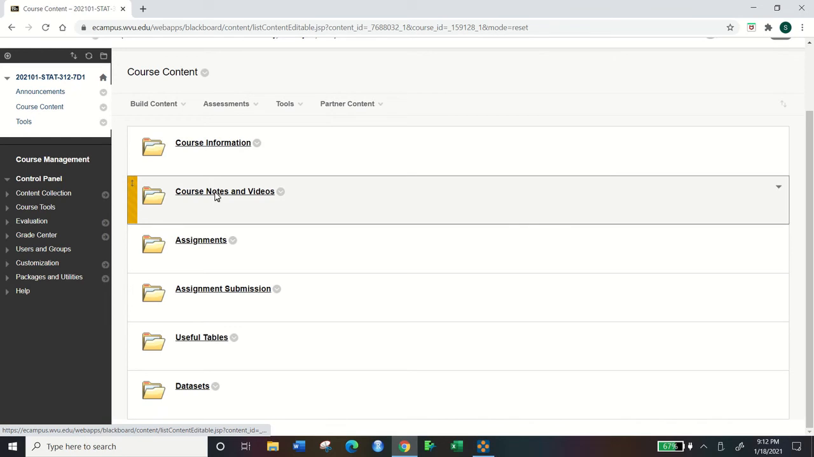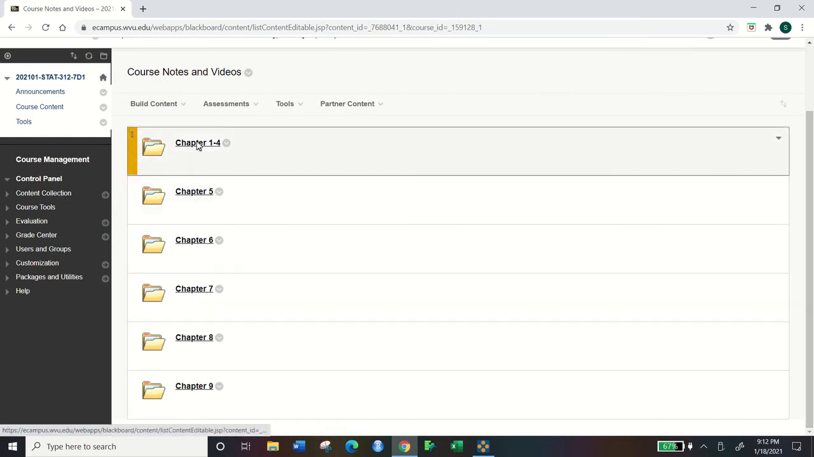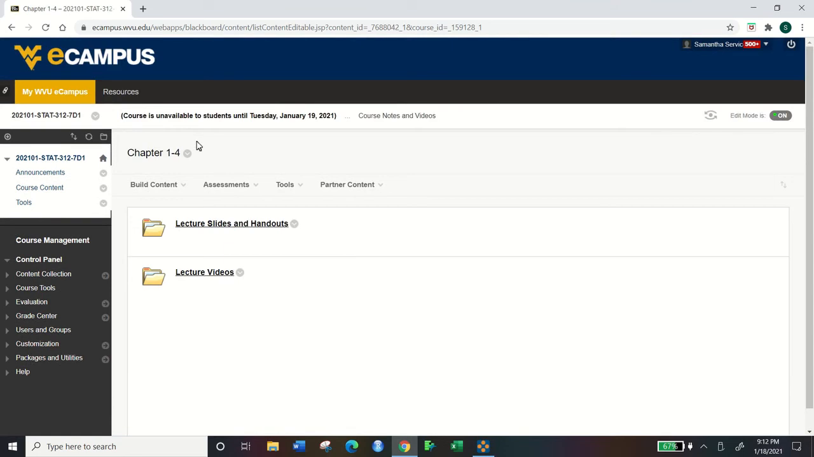Now let's drop down to the next folder, which is course notes and videos. Here you will see all the notes, handouts, and videos for the whole semester. For this week, we'll be looking at chapters 1 through 4. Chapters 1 through 4 is review material from Stat 211/215 for whichever course you took.